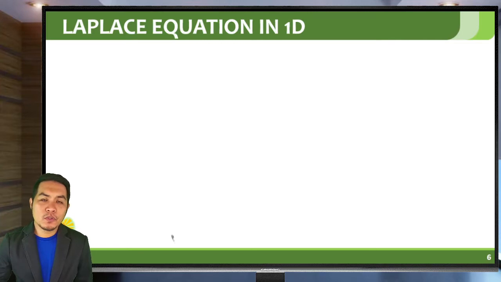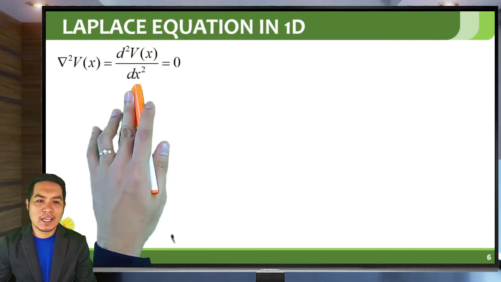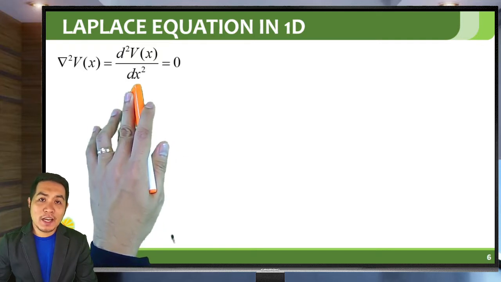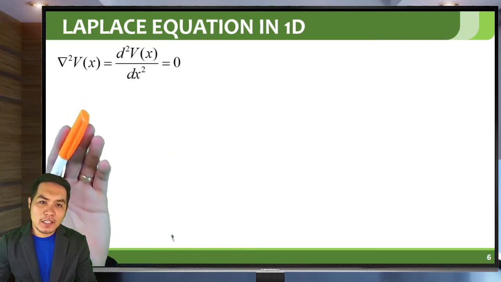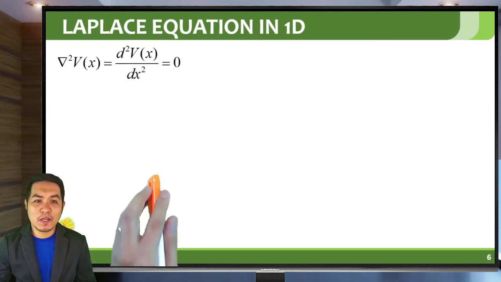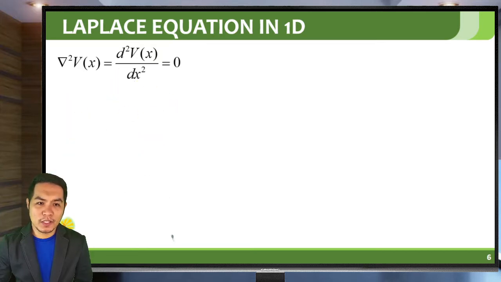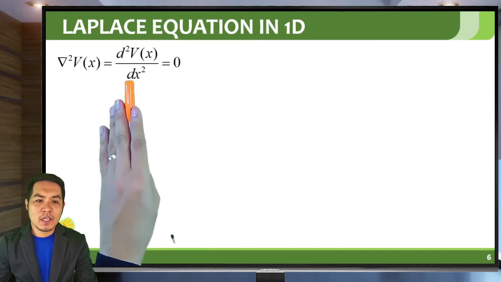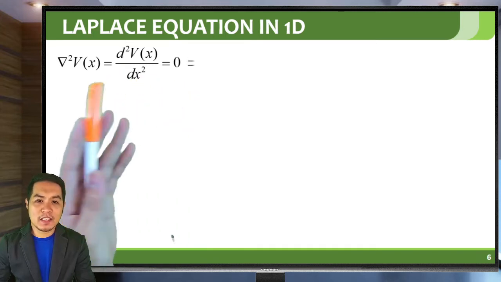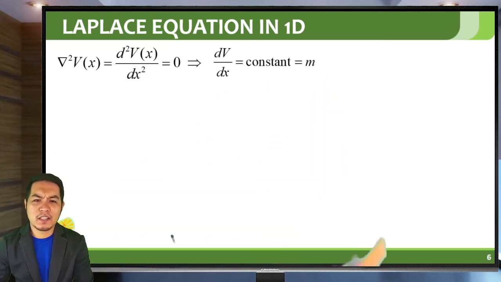Now let's go to the simplest form of the Laplace equation, which is in 1 dimension. Assuming your potential is in 1 dimension, say along x, the Laplace equation will just look like this. It's just a second total derivative. Take note, the Laplace equation in 3 dimensions or even in 2 dimensions is a partial differential equation, but in 1 dimension it's just an ordinary differential equation because there's only one coordinate. Now if your second derivative is equal to 0, then the first derivative must be a constant, say a constant m.